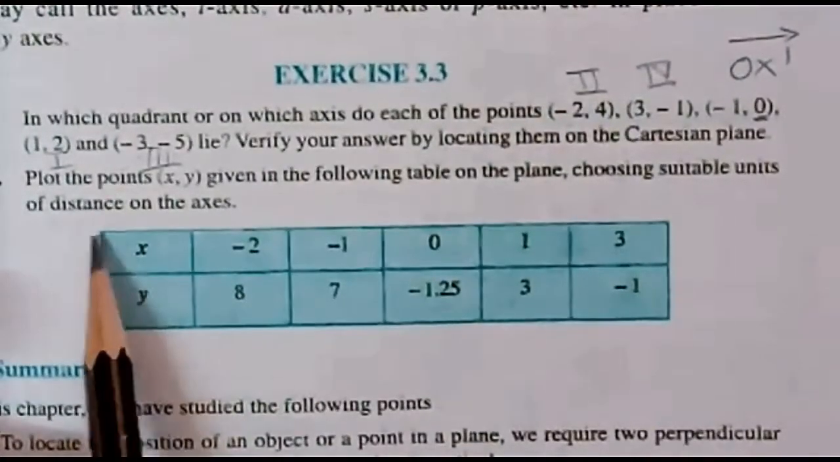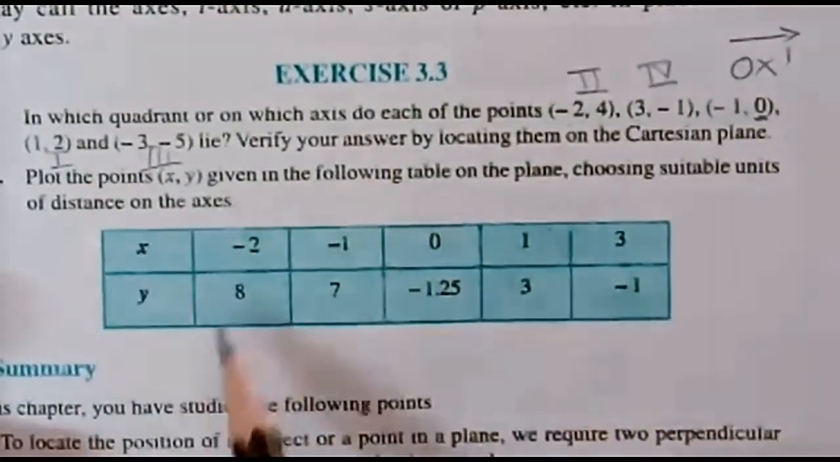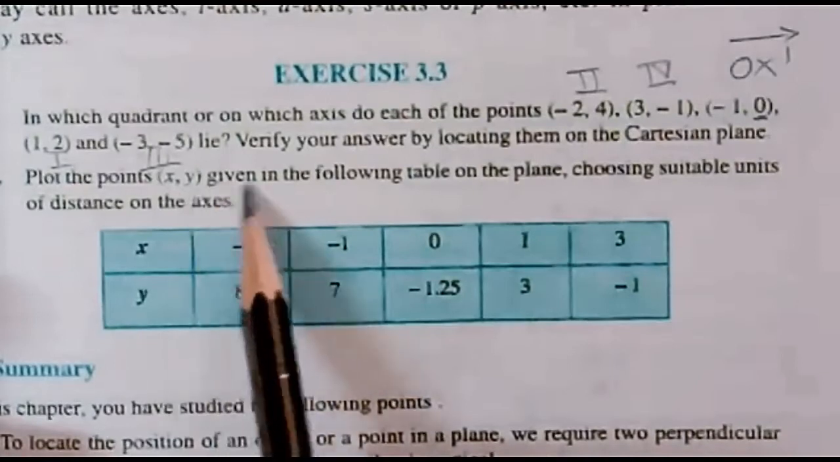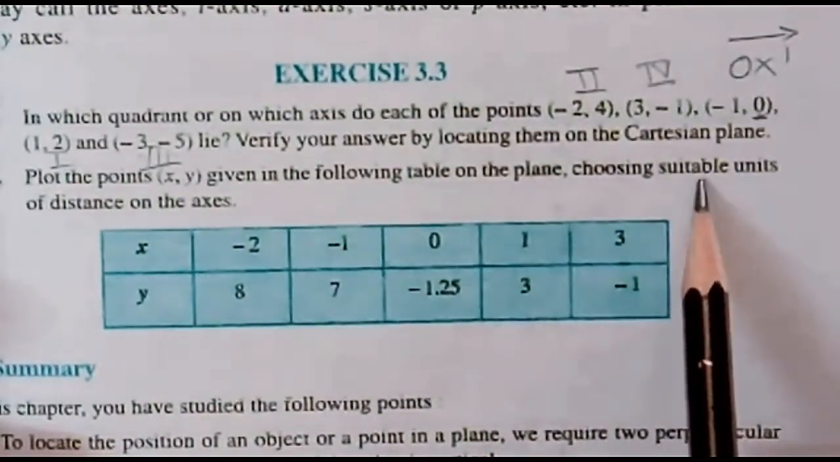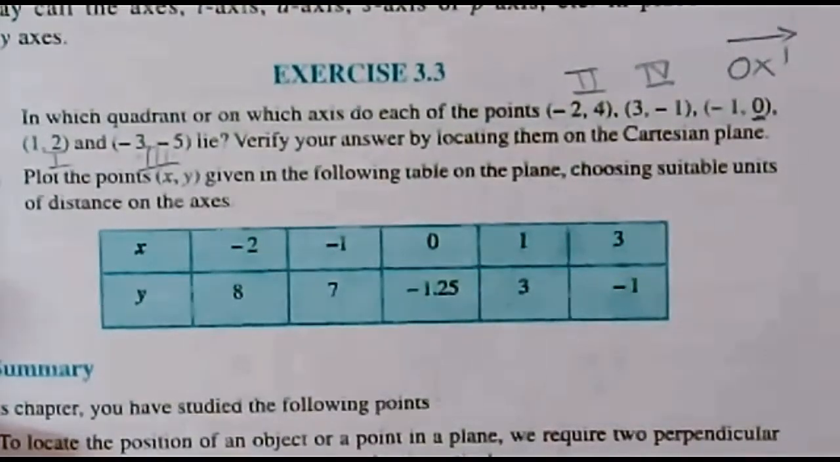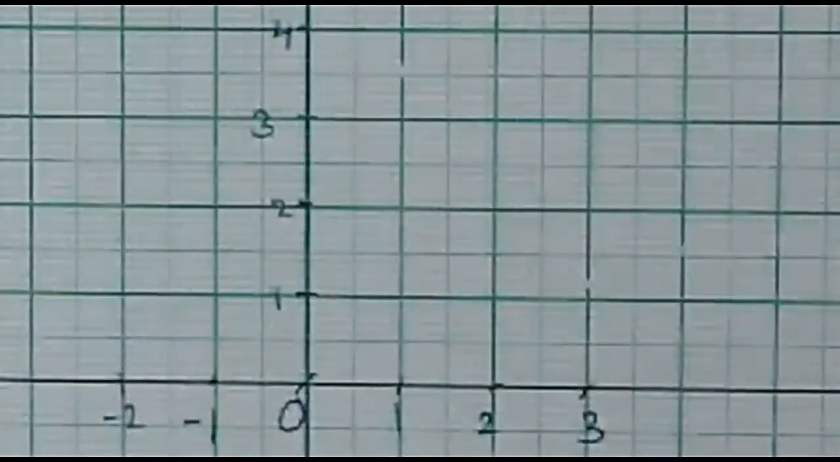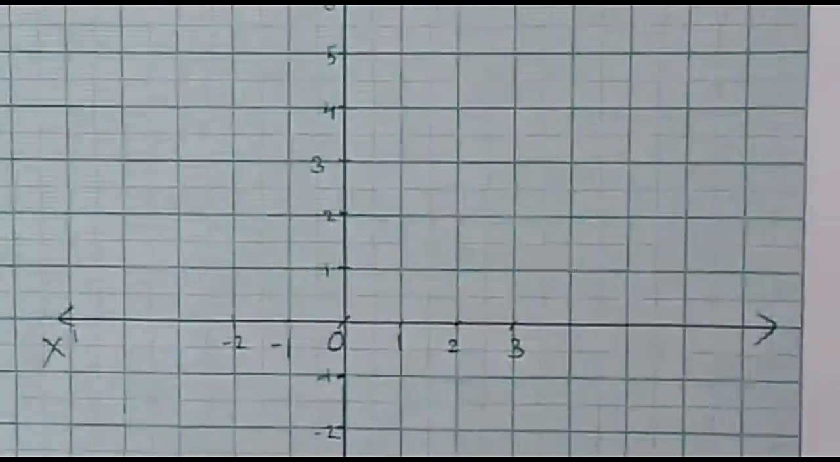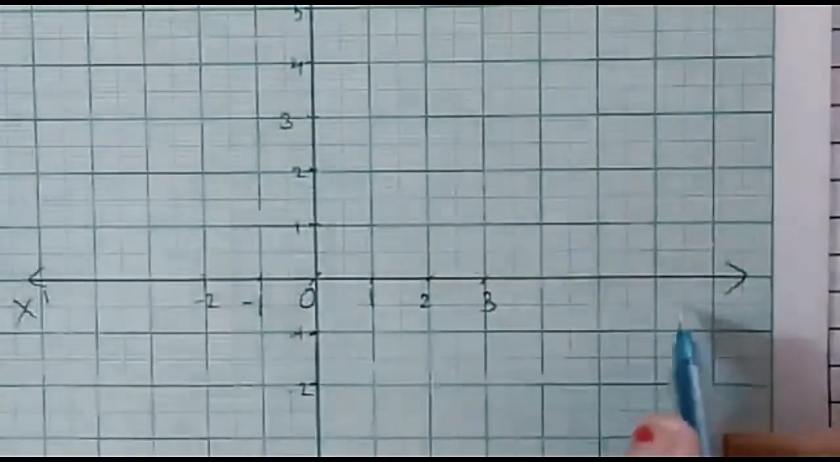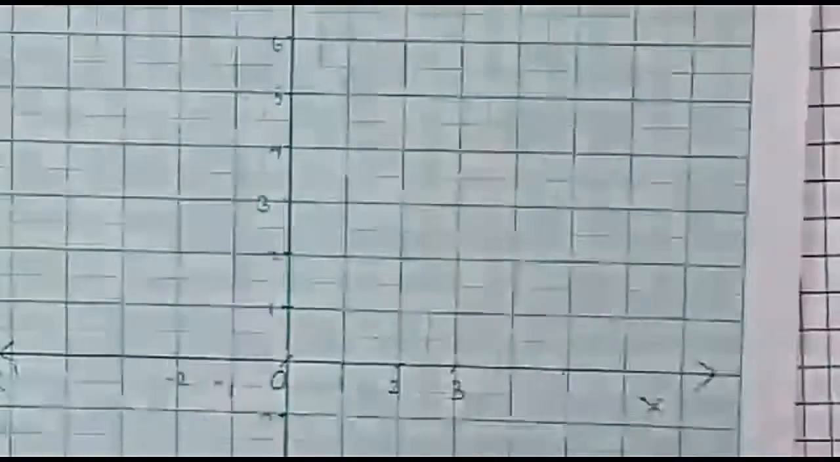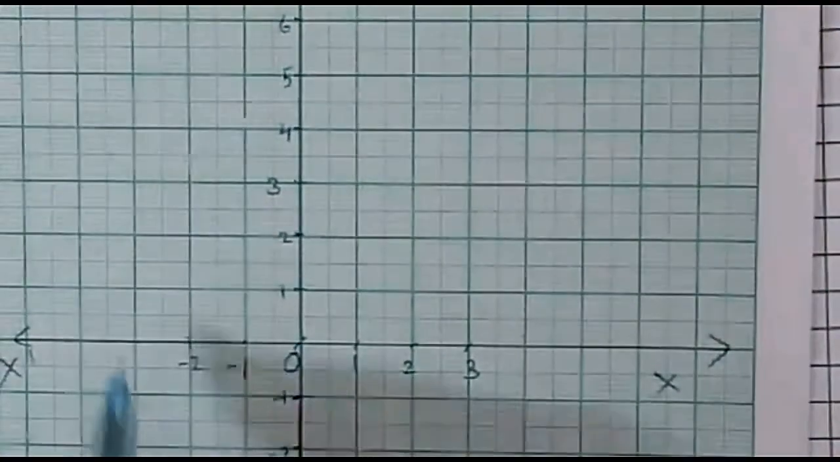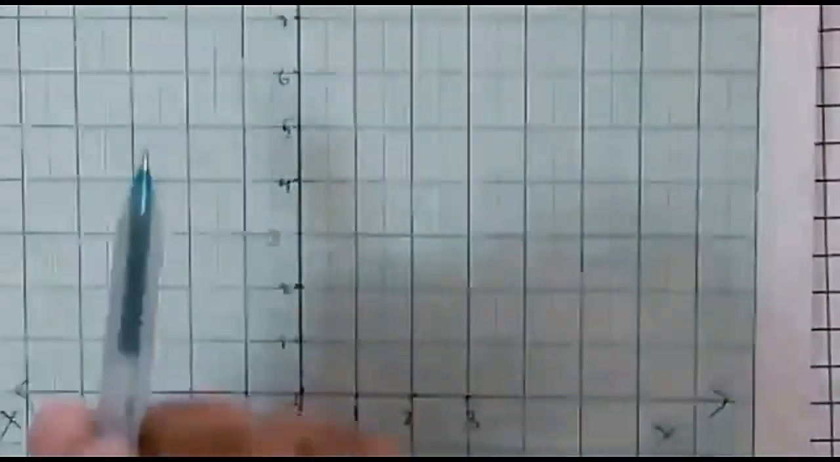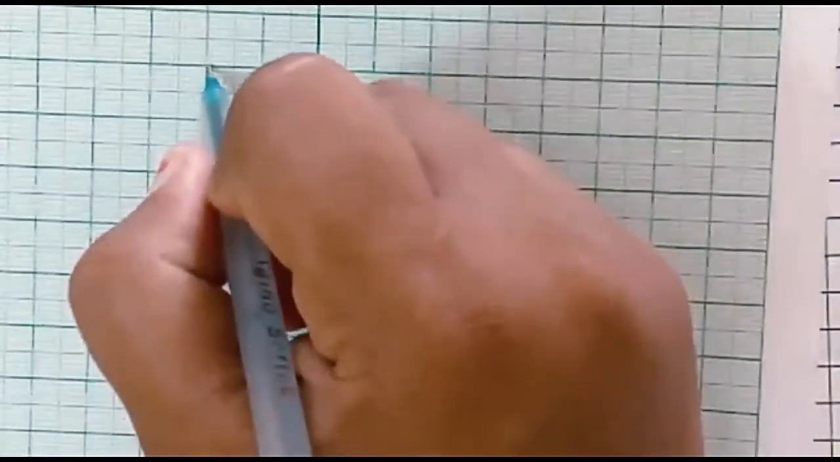This next question we will be doing practically. Plot these points x, y on your Cartesian plane, choosing suitable units. So let us do this one on a graph paper. Now let us see, I have already drawn the x-axis, x dash and y-axis, right? We need to plot the first point -2, 8. So -2 on the x-axis and 8 on the y-axis. So this will be the first point.